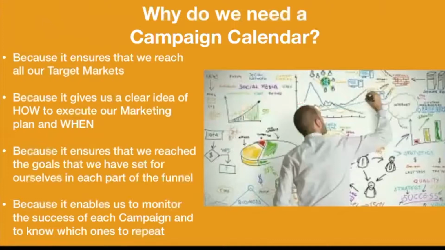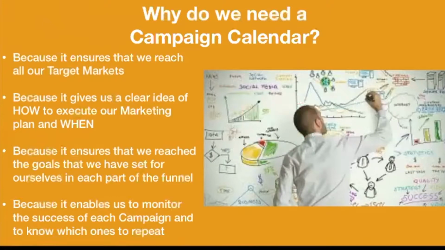We need to make sure that we reach the specific target market. We also need to have a clear idea of how to execute the marketing plan and when. When is a very strategic question, because there are times in the year where it's easier to do marketing for a target market, depending on our target market, and times where it doesn't make sense to start talking to people. The campaign calendar is going to help us structure and organize that. The tool is very specific and structured, and I will give it to you at the end. Everything is going to be in the tool.